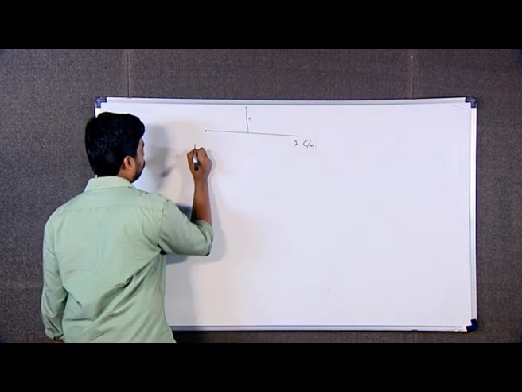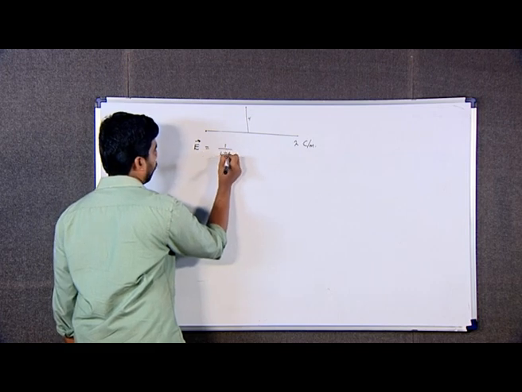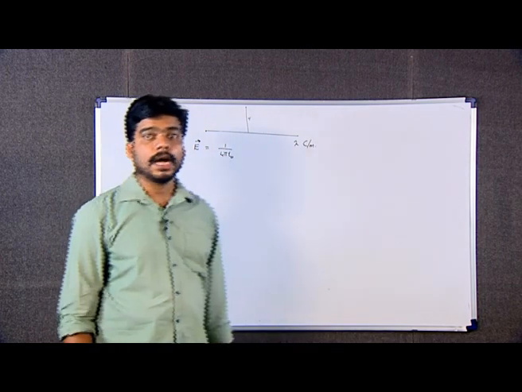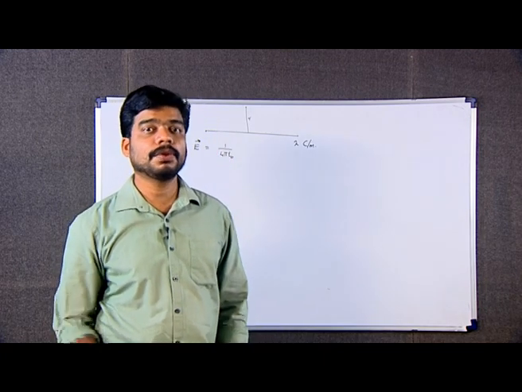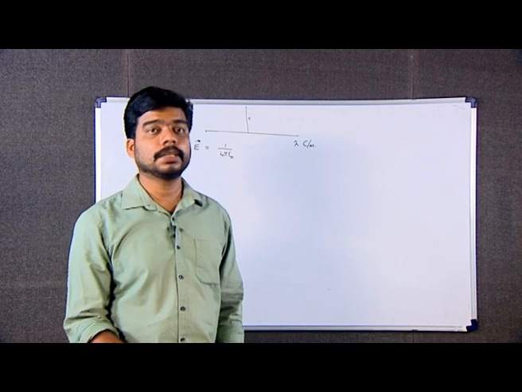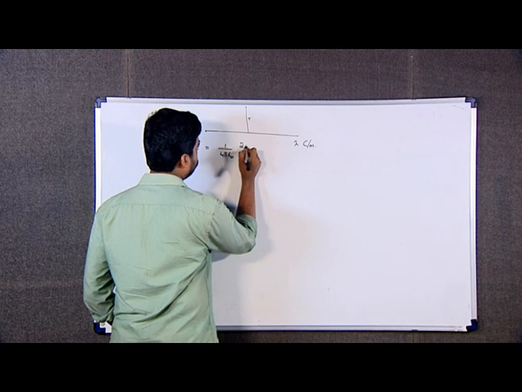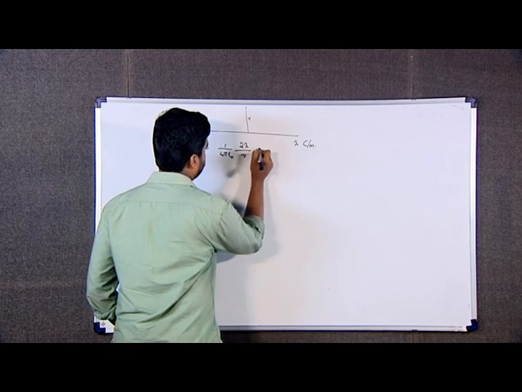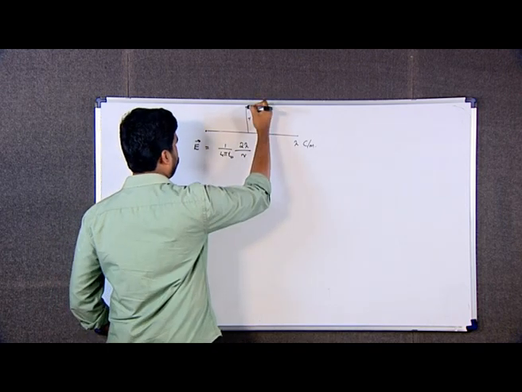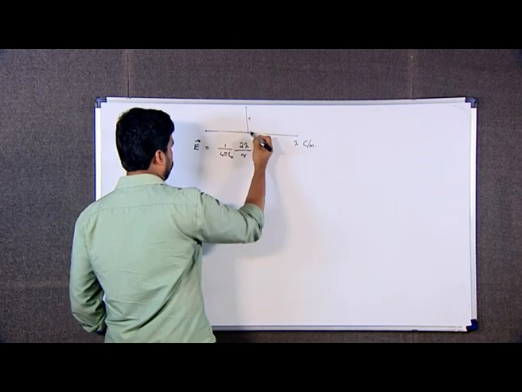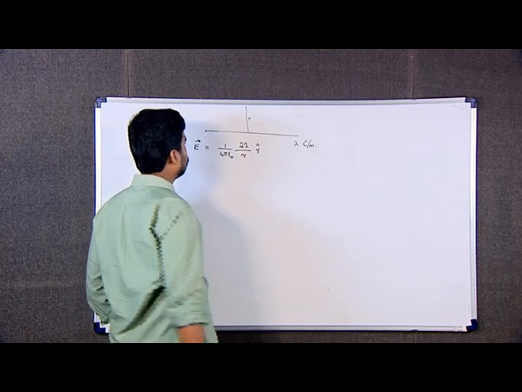We know that the electric field E is equal to 1 by 4 pi epsilon 0 lambda by r into r cap. This we have derived in the first lecture, that E is equal to 1 by 4 pi epsilon 0 into 2 lambda by r into r cap is the electric field produced at a point P at a distance r from the center of an infinitely long straight conductor.